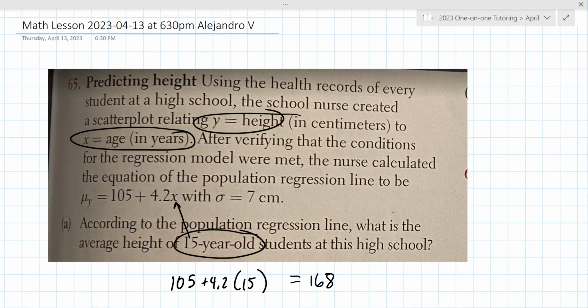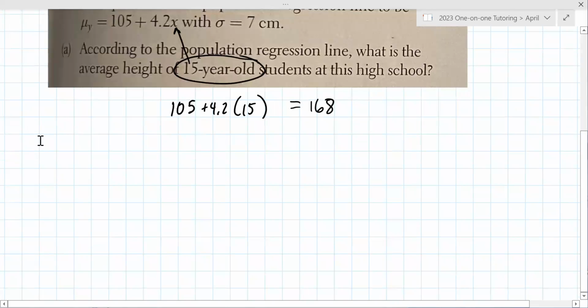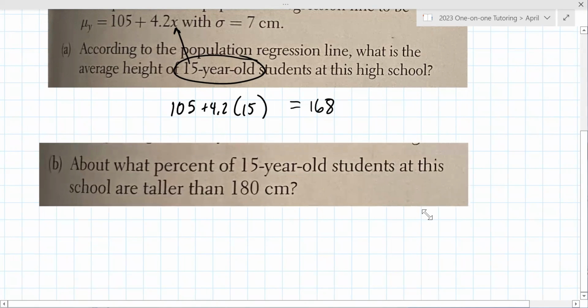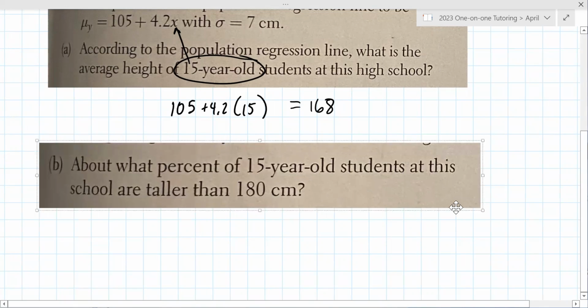Now the next thing here is where it gets a little more interesting. The next question asks, what percent of 15-year-old students at the school are taller than 180 centimeters? So we're looking for the probability that x is greater than 180 in this case. Does that kind of resonate with you? Yeah, that sounds familiar. We kind of assume that this is mu, but let's back up a second. We need to calculate what 15 is, and you did that for us.